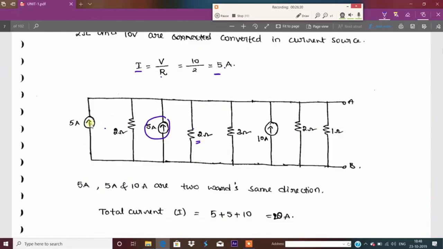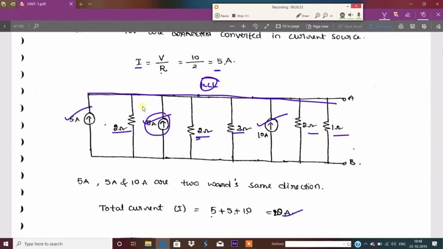This 5 amperes comes in towards the node. This is the node. Once you are applying the KCL concept, all the currents are incoming. 5 plus 5, 10, 10 plus 10, 20. What is the total current? 20 amperes. Next 2 ohms, 2 ohms, 3 ohms, 2 ohms, 4, 1 ohm. All are connected in parallel.